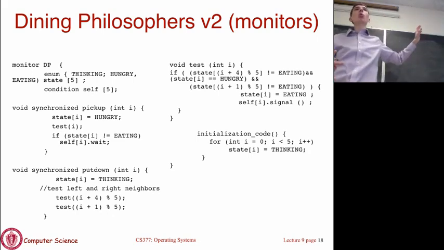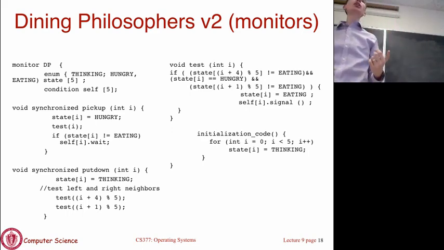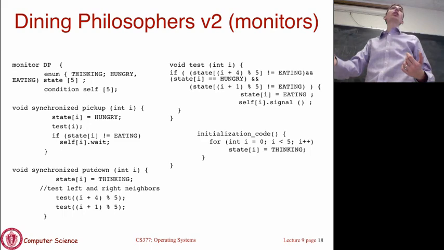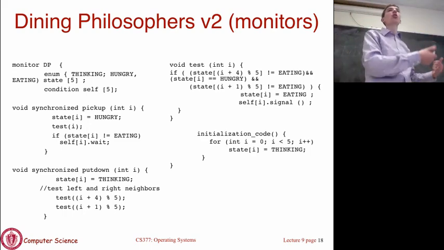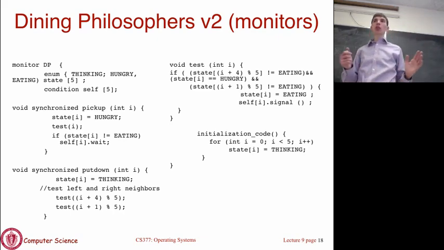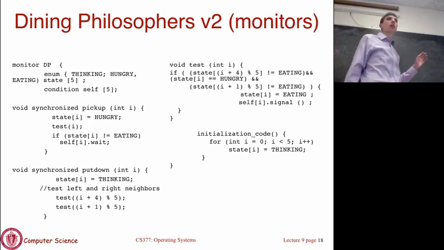So essentially what we're enforcing here is that you are never actually picking up only a single chopstick. You're either picking up both of them and starting to eat, or you're going to sleep, and then once your neighbor that is using one of the chopsticks you need finishes eating, they will signal you saying, now you can wake up and actually take both chopsticks and start eating again. Make sense? Questions on this?